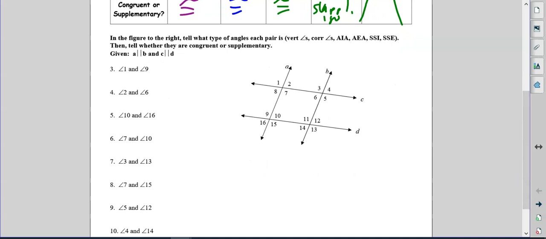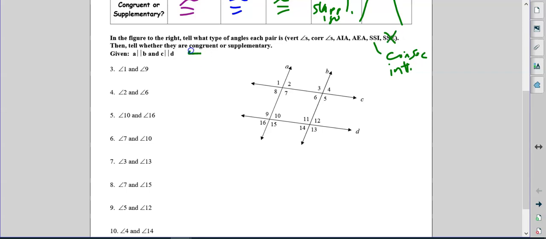It says in the figure to the right, tell what type of angles each pair is. Now, I need to talk about something here. It says vertical, corresponding, alternate interior, alternate exterior, and then this SSI. I've talked about this before in class. I've told you that consecutive interior can also be referred to as same side interior. And that's what SSI is. And we're not going to talk about SSE, same side exterior, which would be consecutive exterior. Okay? And then tell whether they are congruent or supplementary.